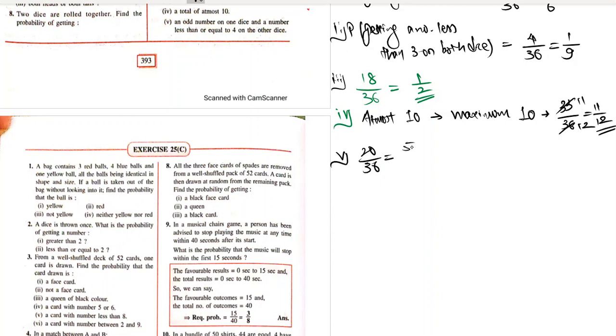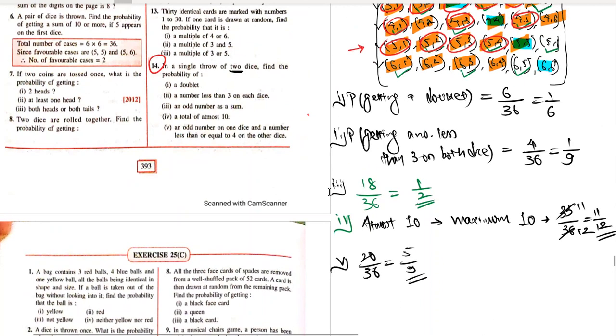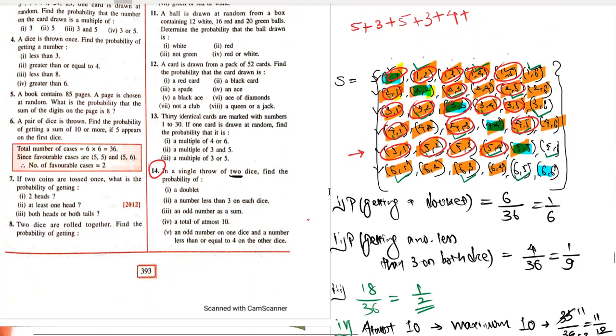So it is 4 5s and 4 9s are 5 by 9. You have to check the answer. I don't have the answer. Please check it. Check it and check my method. If you have any doubts, you can just message me. Right. So this is solved.